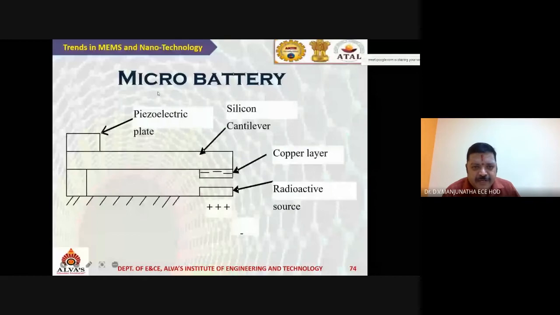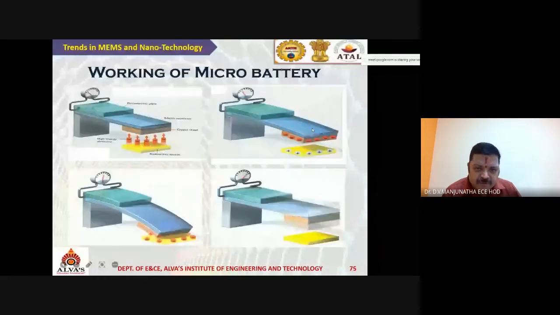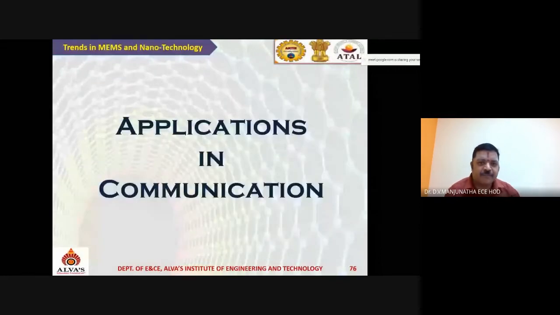Micro batteries, as I told you, micro fuel cells, right? Micro fuels. That will be talked about by Dr. Pinto sir in his talk, right? Another 10 minutes is left for my discussion.